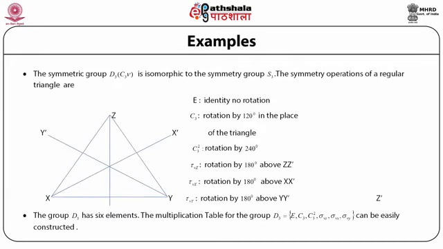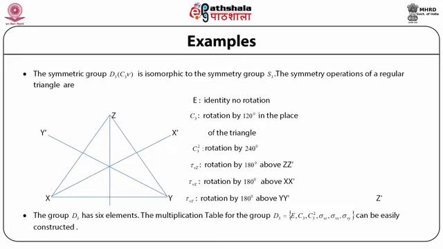I will discuss now another example. We consider a symmetric group D3, which is the group of symmetry operations on a regular triangle, and we will show that the symmetric group D3 is isomorphic to the permutation group, or the symmetric group of 3 elements, S3.